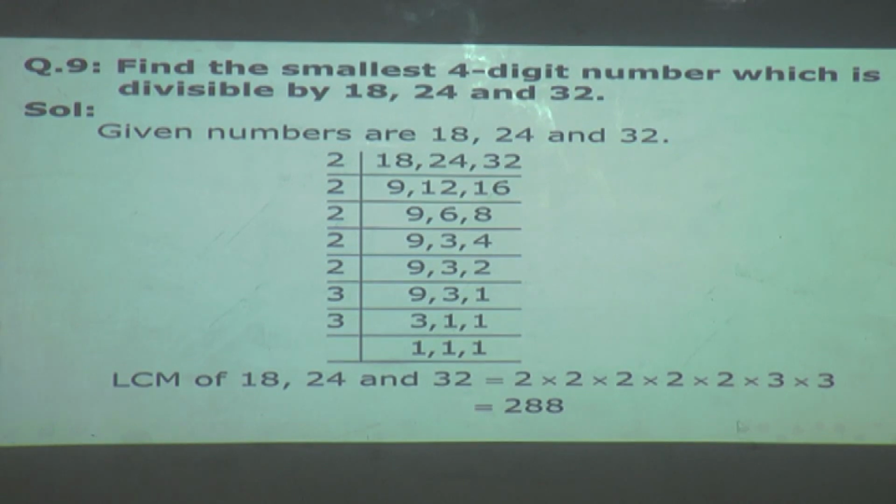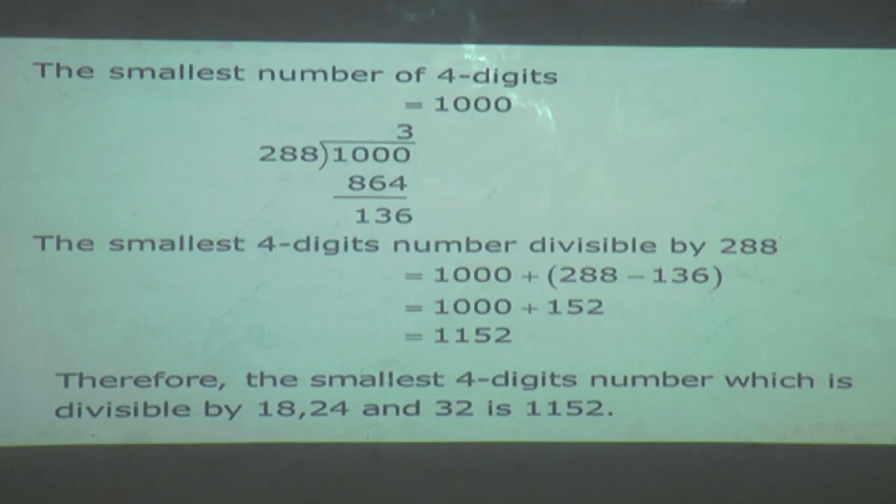into 3 is 288. The smallest 4-digit number which is divisible by 18, 24 and 32. As it is not divisible by any 4-digit number, we have to take the nearest to 4-digit number. So it is 288. So we got the LCM as 288. Now we are going to find the 4-digit number, smallest.